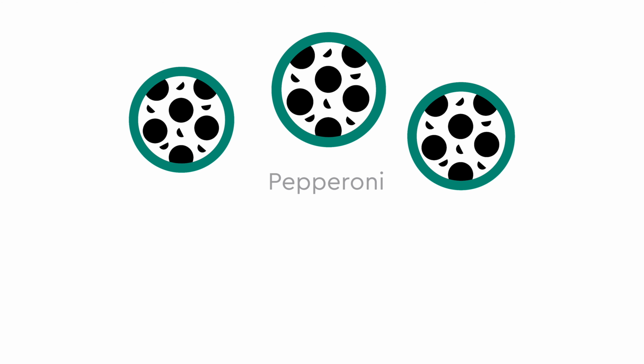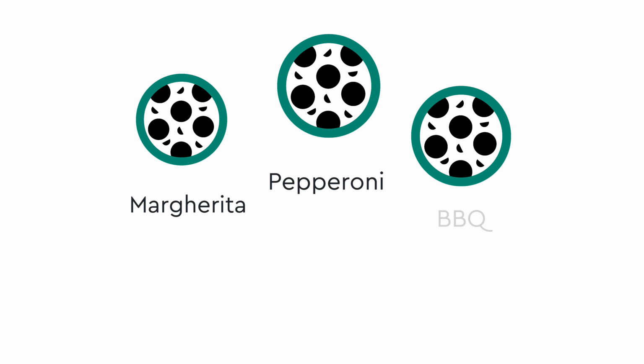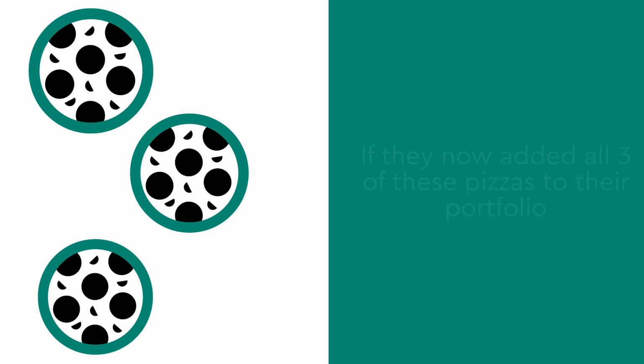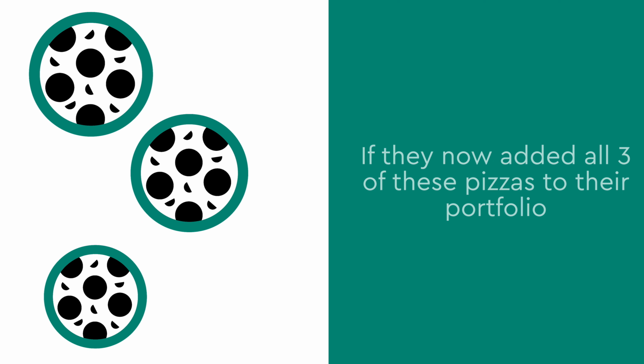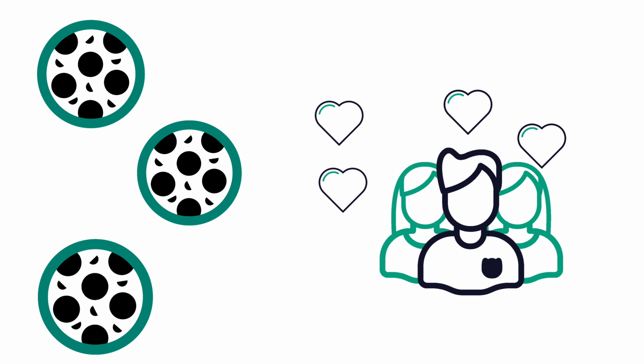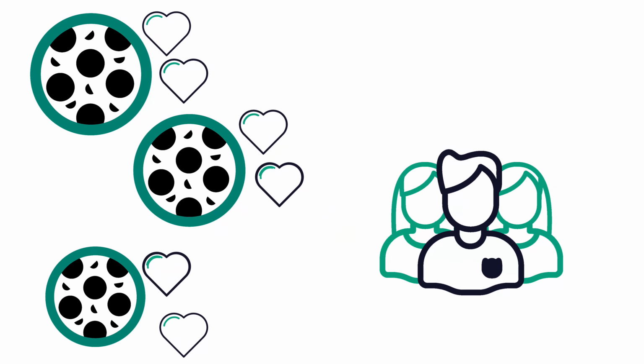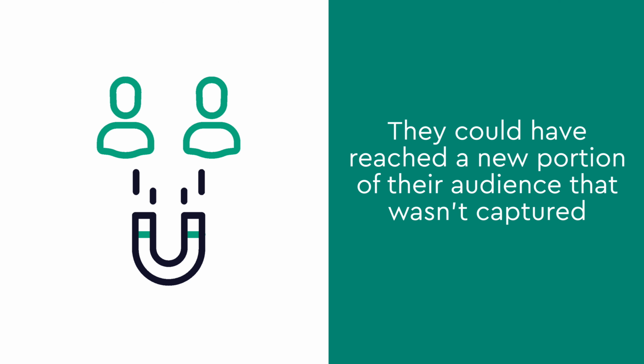Now, let's say a company sells different varieties of pizza, and they determine that their top 3 individual SKUs are pepperoni, margarita, and barbecue. If they now added all 3 of these pizzas to the same portfolio, they may have reached the same customer group with more than one option. If they had added a different item, they could have reached a new portion of their audience that wasn't captured.